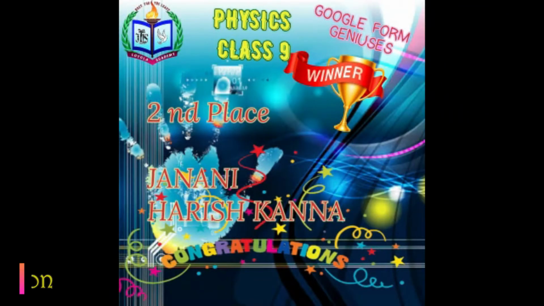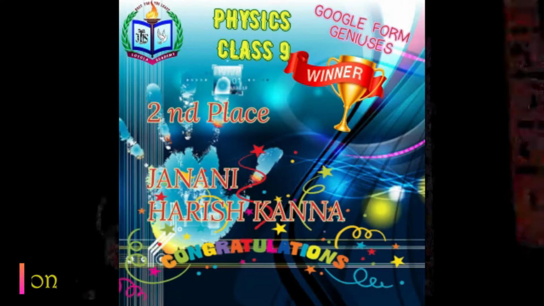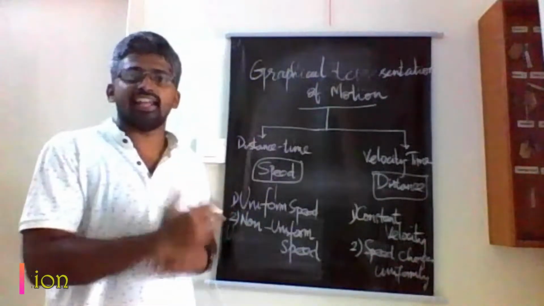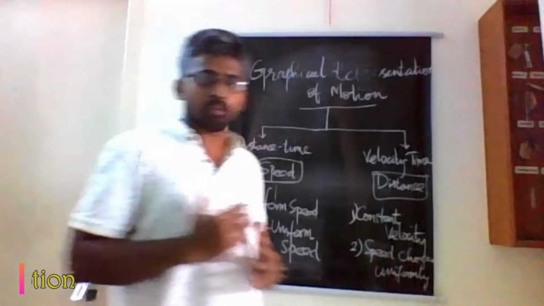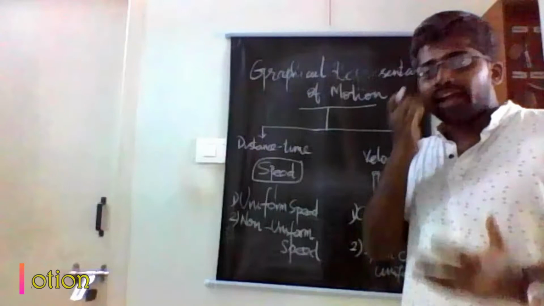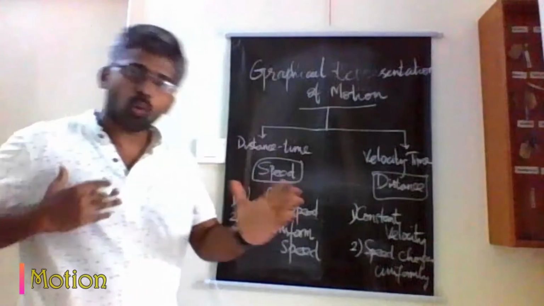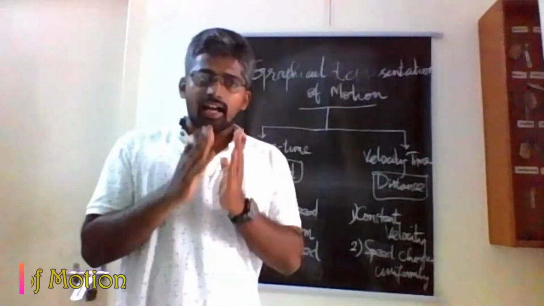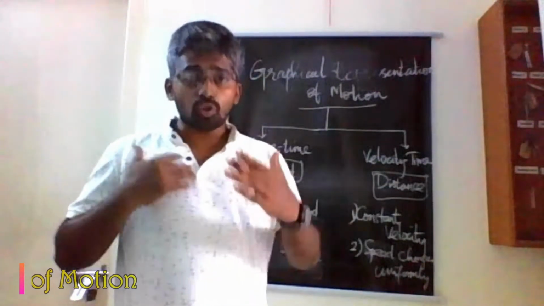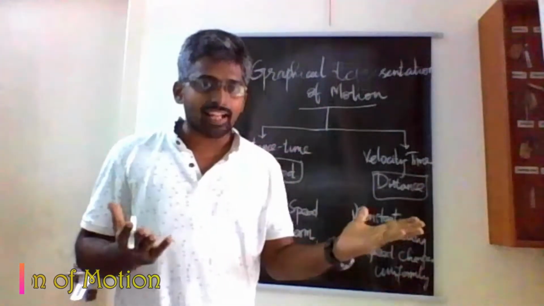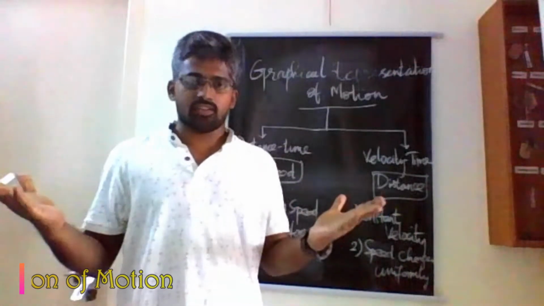Now, I will give you a quick recap of what we have done in the last classes. We have started with motion. A change in position is called motion. When I change my position according to the time, that is called motion. In that, we have said distance and displacement. Distance is the total distance that is covered. Displacement is the magnitude of the shortest distance between the initial point and the final point. Distance is a scalar quantity, displacement is a vector quantity.